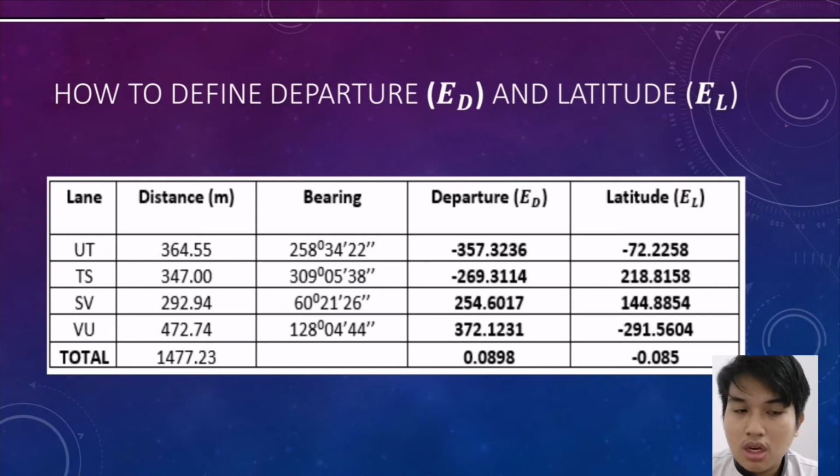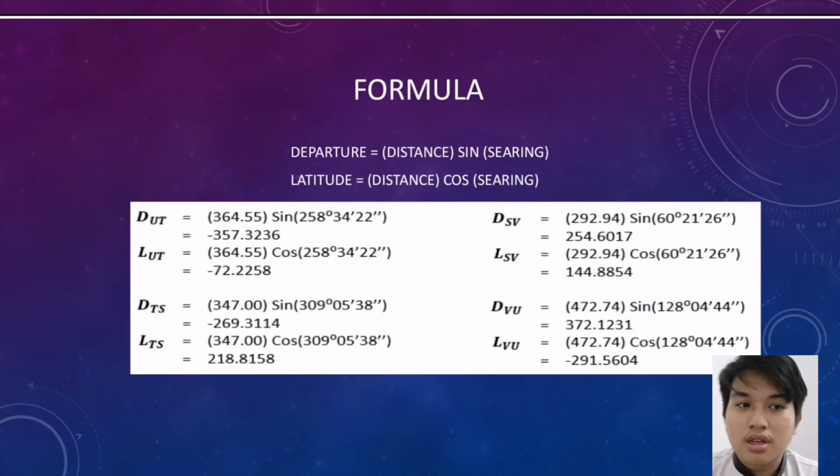Now we go to the next slide to calculate departure. This is the first thing, the formula. The formula for departure is distance times sin bearing. And number 2, latitude. Latitude is distance times cos bearing.